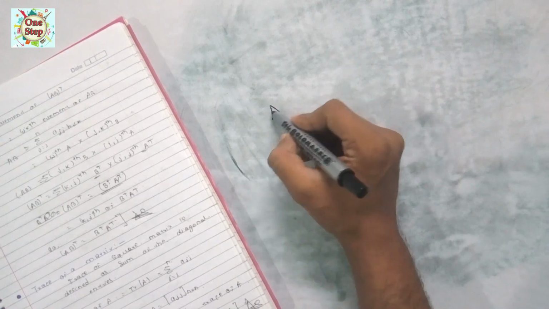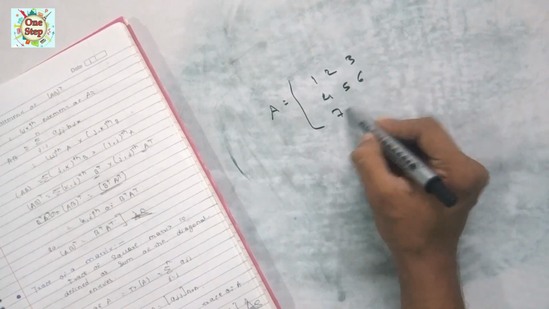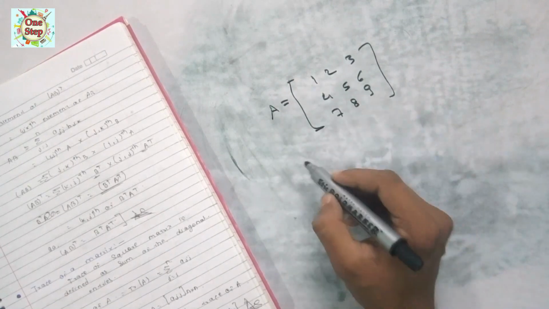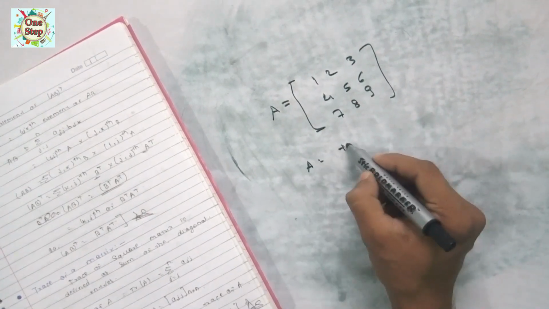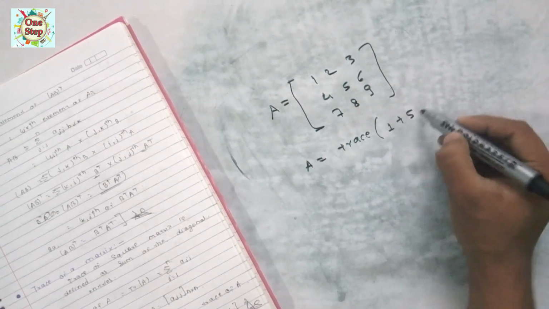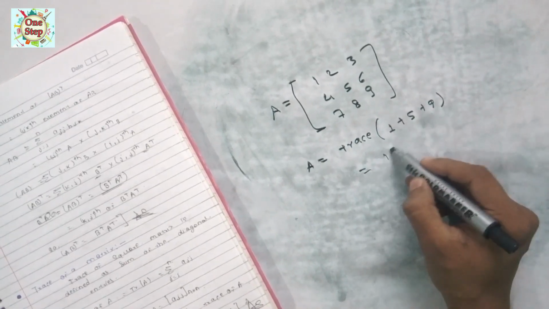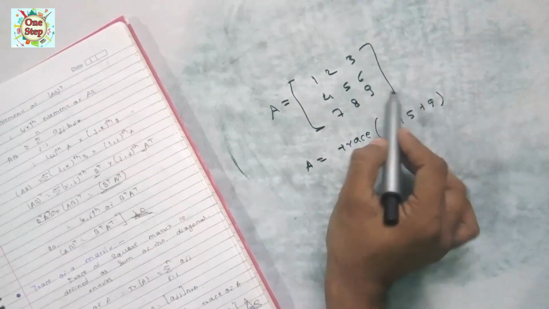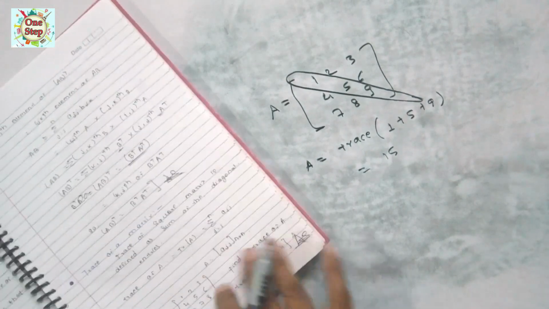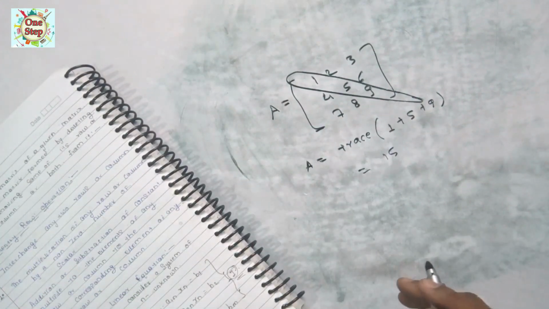Let's suppose we consider a matrix A equal to 1, 2, 3, 4, 5, 6, 7, 8, 9. Then what is the trace of matrix A? Trace of matrix A is nothing but the sum of main diagonal elements: 1 plus 5 plus 9, that is equal to 15. So what is the main diagonal? This is the main diagonal. Well, hopefully we have revised it in a proper manner.